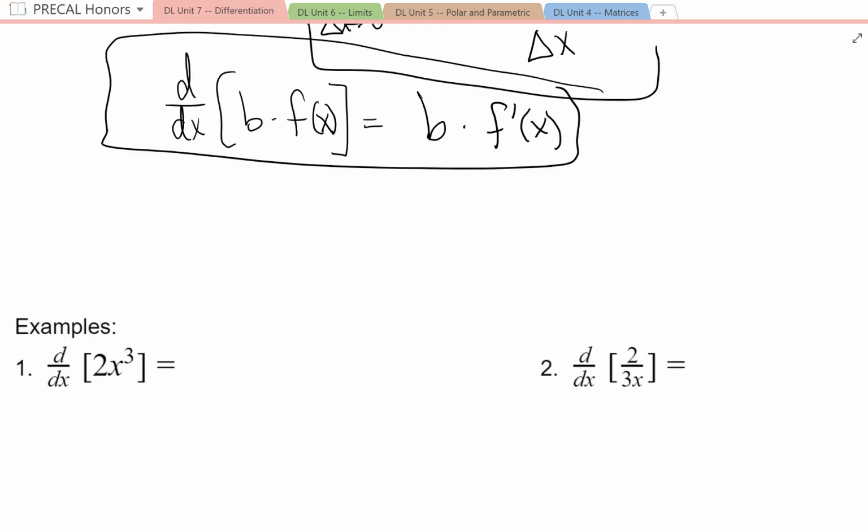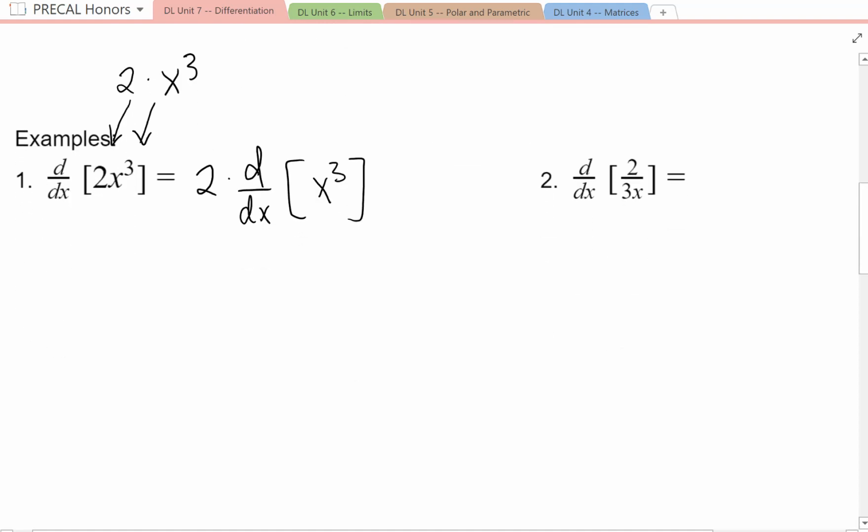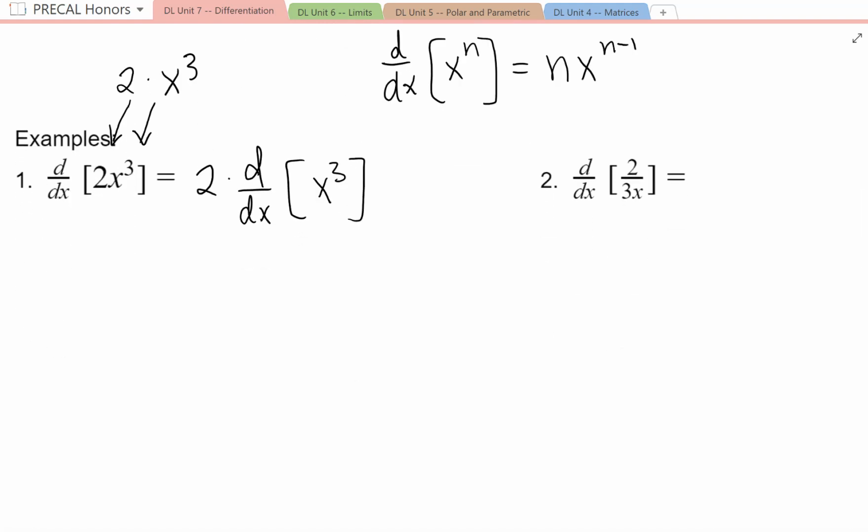Let's try some examples. Here we have 2 as a constant being multiplied by the function x cubed. So we're going to take the constant out of the derivative and write it now as 2 times the derivative with respect to x of x cubed. The derivative with respect to x of x cubed, because the derivative of a power function is n times x to the n minus 1.